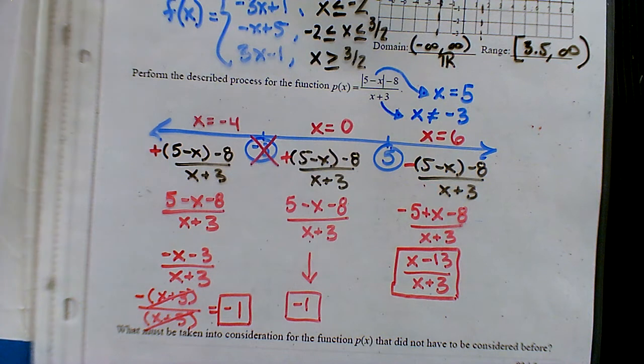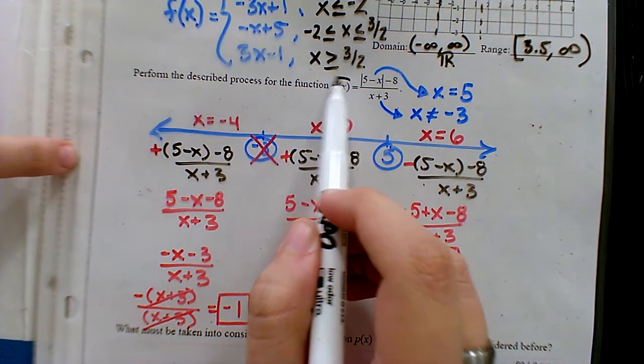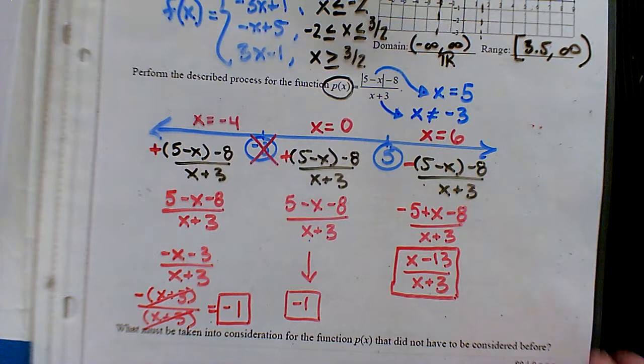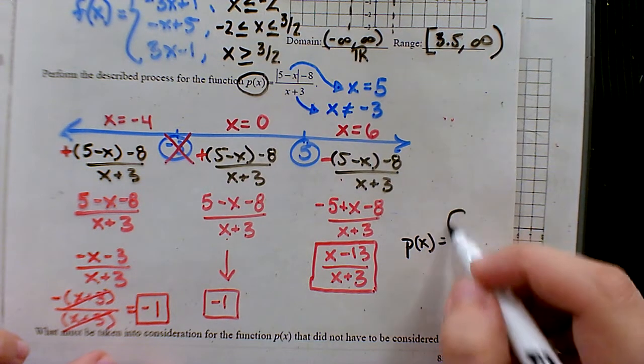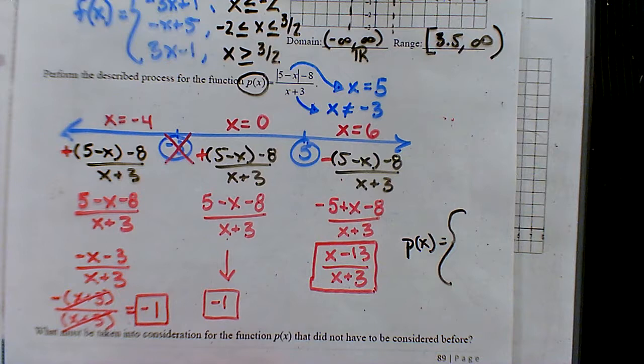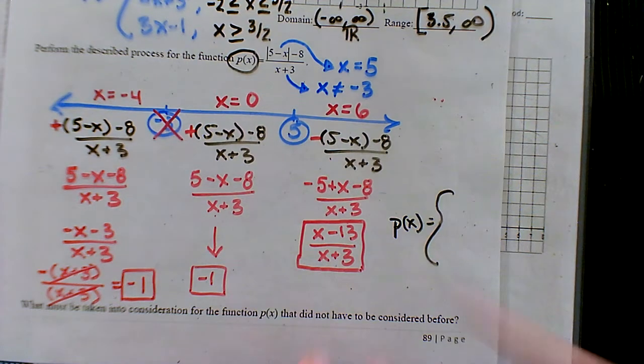All right, so we got to put all of this together. So let's write our piecewise function. This particular function was named p of x. So we'll go ahead and write p of x equals something. I hope I have enough room here.